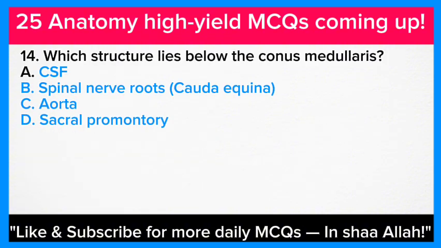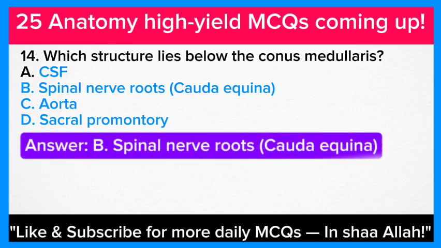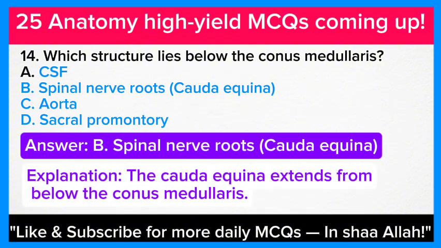14. Which structure lies below the conus medullaris? A. CSF. B. Spinal nerve roots, cauda equina. C. Aorta. D. Sacral promontory. Answer: B. Spinal nerve roots, cauda equina. Explanation: the cauda equina extends from below the conus medullaris.